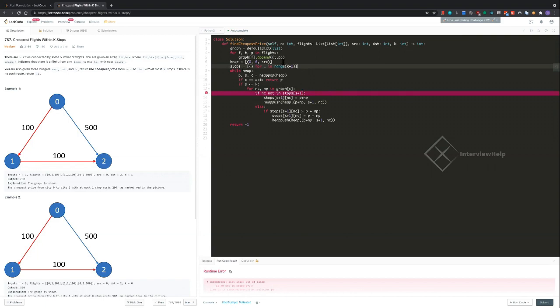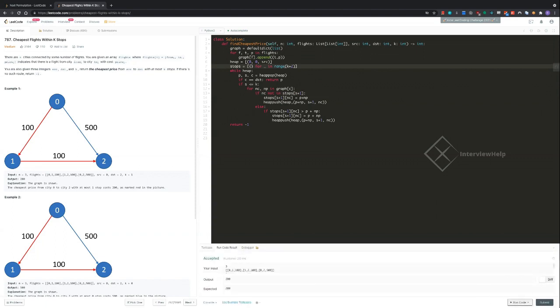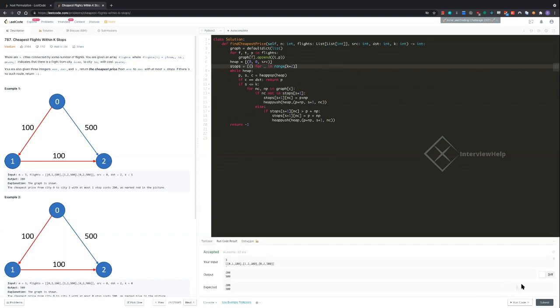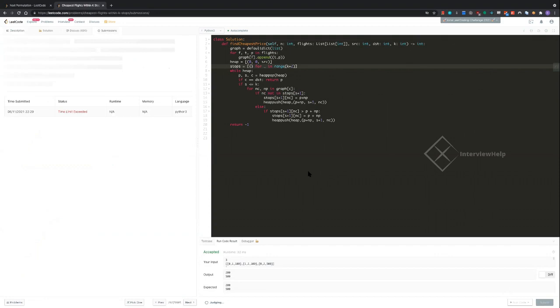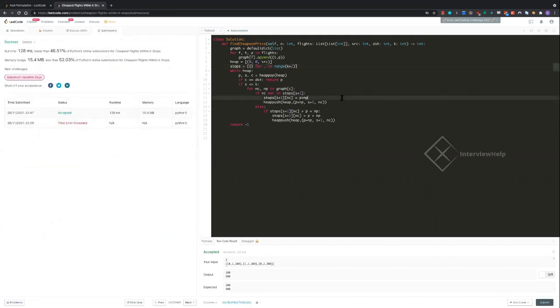So if S is equal to K, then maybe it should be range of K plus 2. Let's try that on line 7. Oh yeah, let's try K plus 2. Yeah, I think this is... Or I could just do... Oh yeah. Thanks. Yeah. Good.